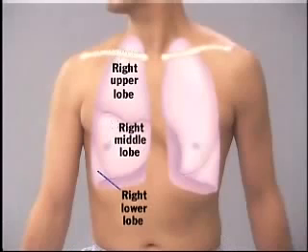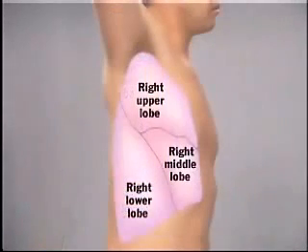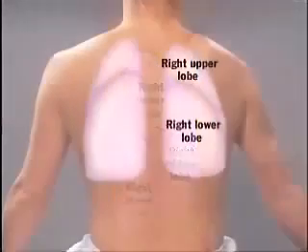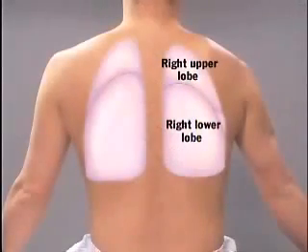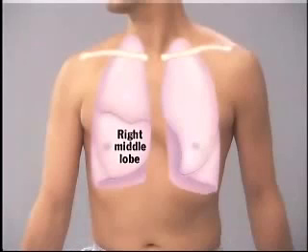The right lung is divided into 3 lobes and looks like this: anteriorly, laterally, and posteriorly. Note that the right middle lobe underlies the axilla. Later, you will auscultate this 3rd lobe separately.